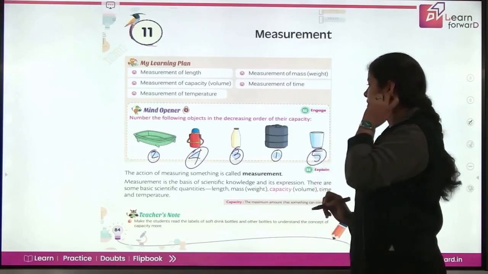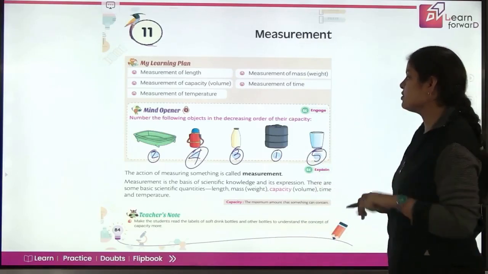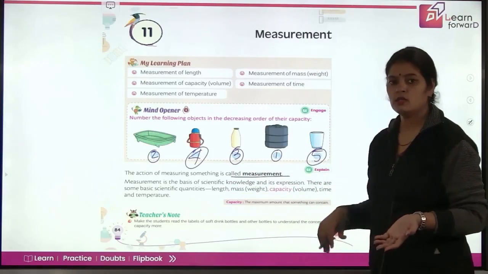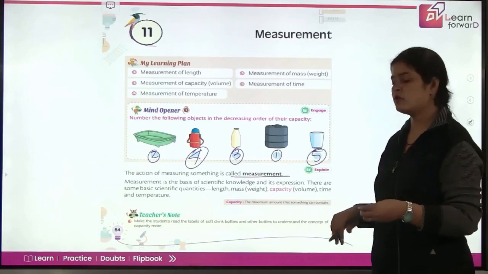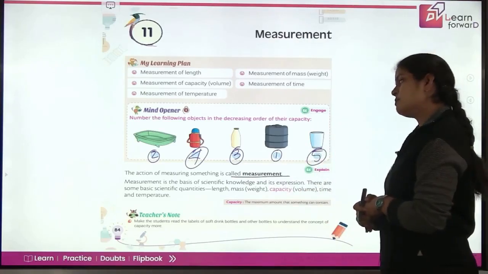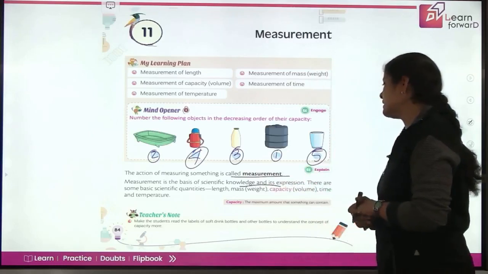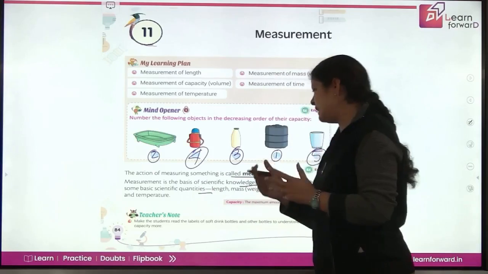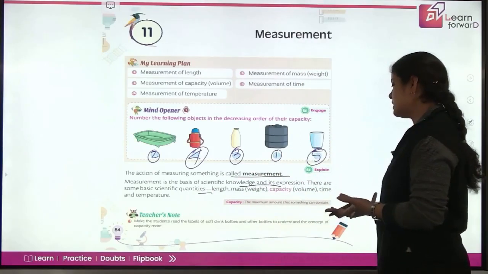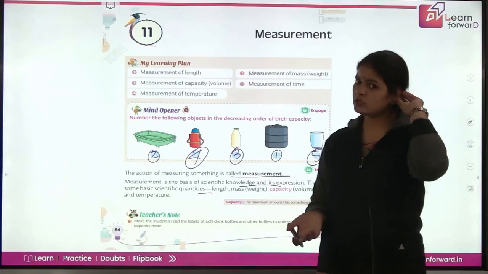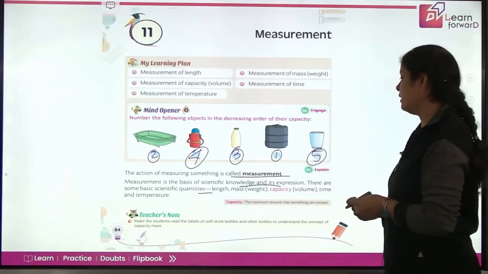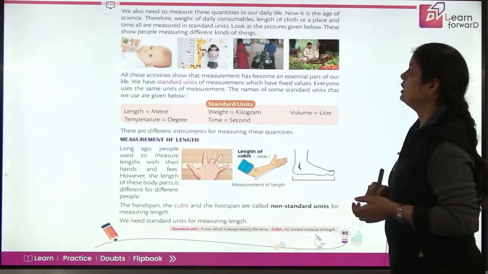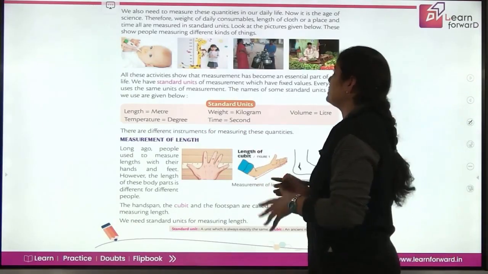Okay, decreasing order. Now the action of measuring something is called measurement. I am measuring something, so that means I am engaged in an activity of measurement. Now measurement is the basis of scientific knowledge and its expression. There are some basic scientific quantities: length, mass means weight, capacity means volume, time and temperature. So these are the things that we use to measure different quantities. Okay, so let's start. We also need to measure these quantities in our daily life.